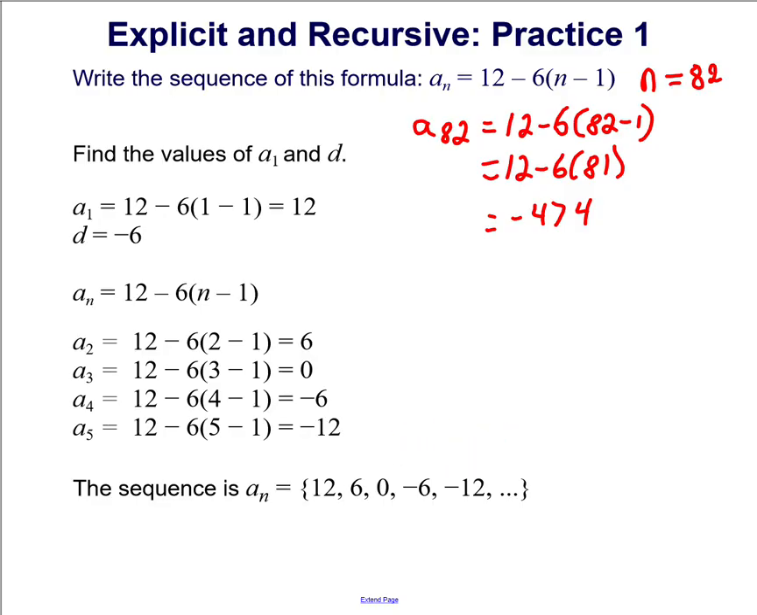As bonus information, this is the common difference. I can use the common difference by subtracting 6 each time. So 12 minus 6 gives me 6. 6 minus 6 gives me 0. 0 minus 6 gives me negative 6. Negative 6 minus 6 gives me negative 12. And I can continue subtracting 6 each time to figure out what the next term is. So there's another version or the application of the recursive formula.